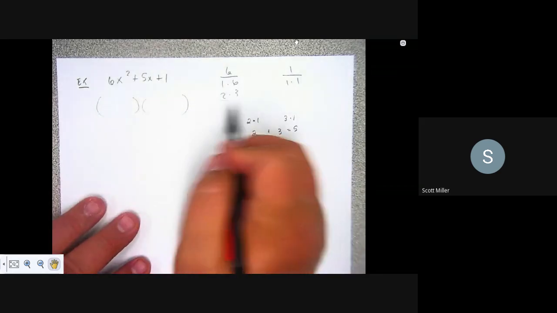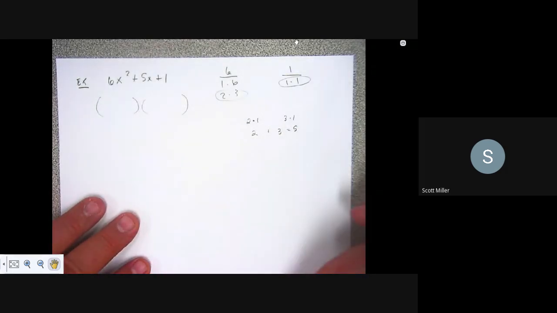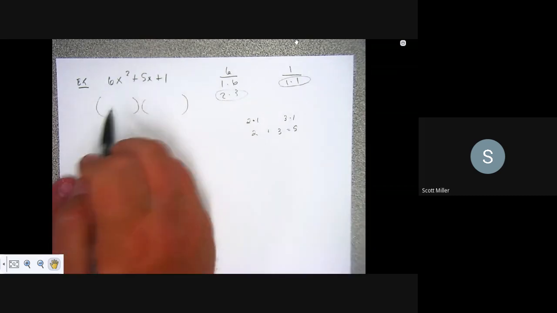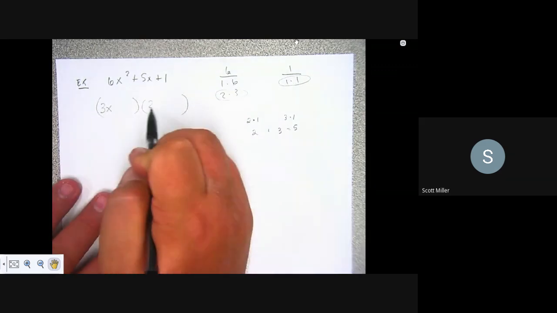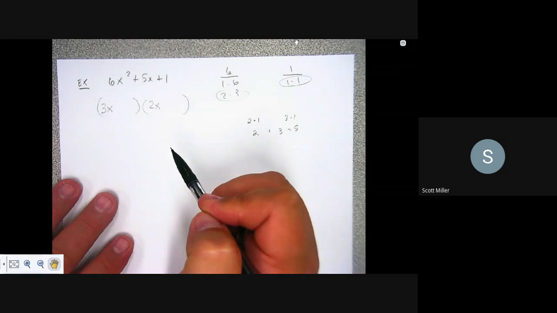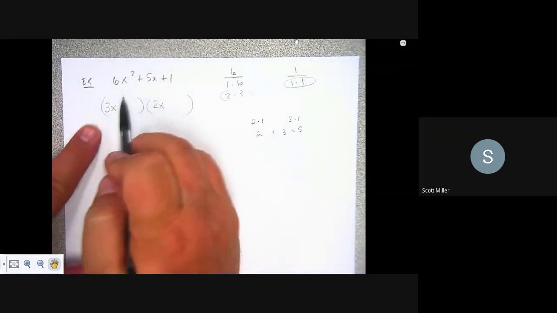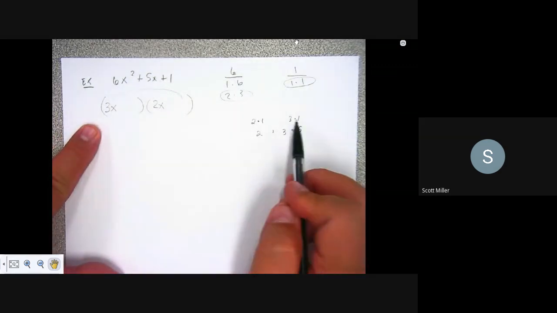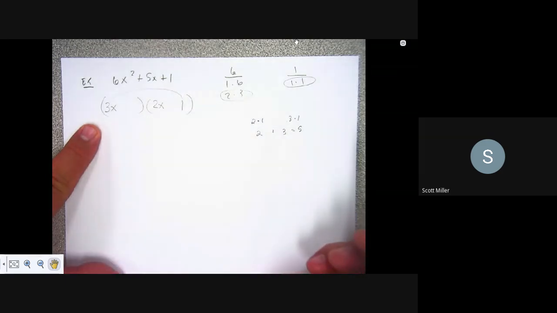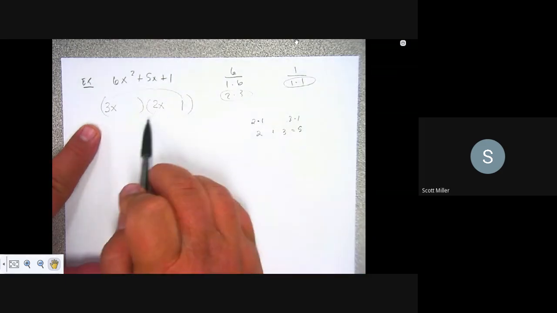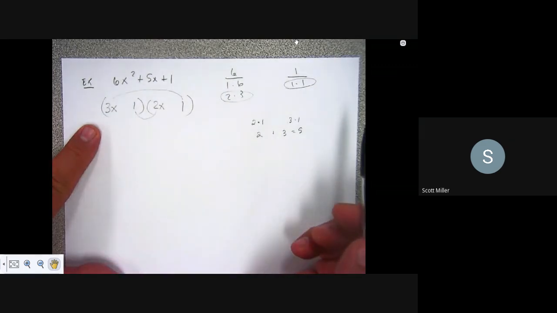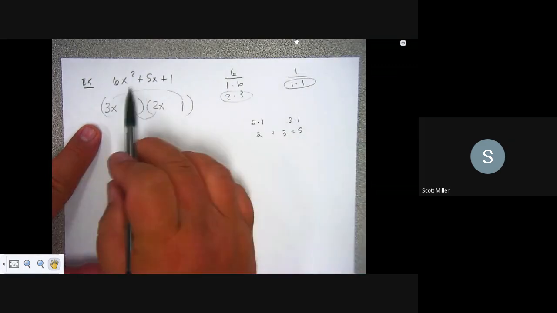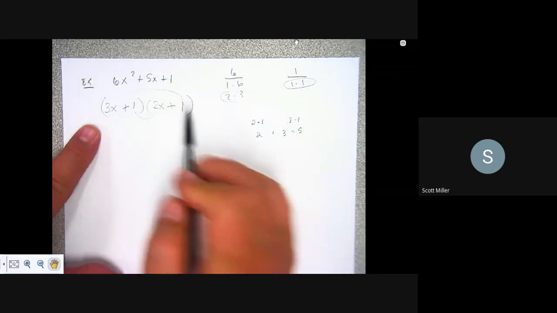The front numbers were those. The back numbers were those. You can do it however you want. I usually put the bigger number first, but it does not matter. This will be 3x. This will be 2x. The 3 multiplies to that number right there, so 3 times 1 goes there. This number multiplies to that number, and that number is a 1, so a 1 goes there. Everything's positive, and that problem is done.